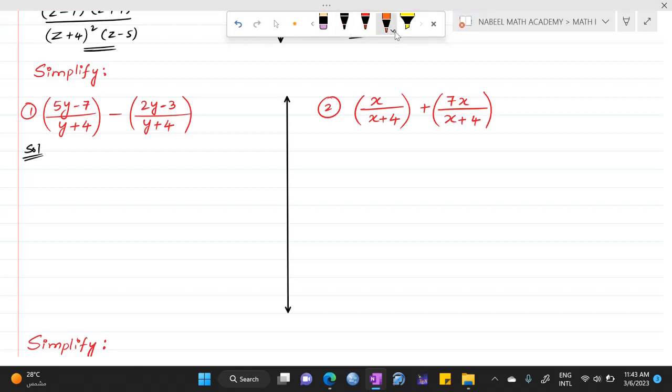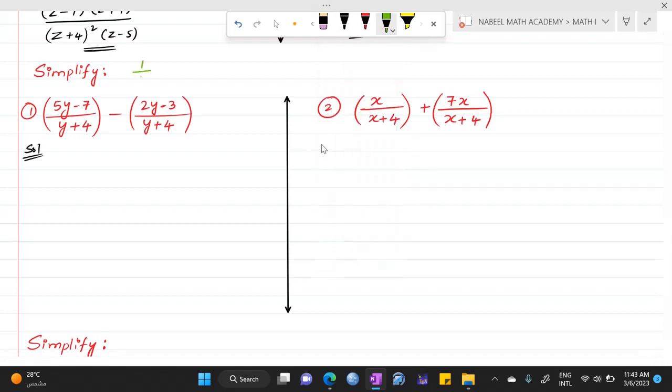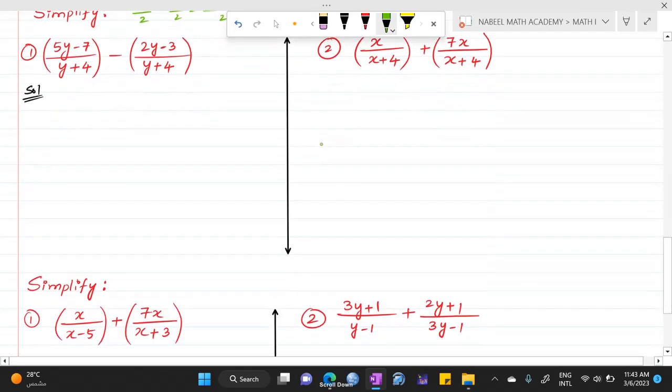It is the same story we did before with fractions. If you have a fraction with the same denominator, what will we do? We will just take the denominator one time and then subtract. So this is the same technique we are going to follow. So this is equal to minus 2. We will follow the same rule.